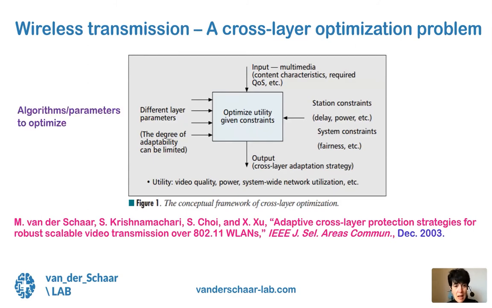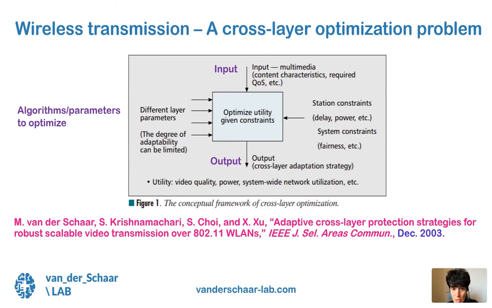So what we need to optimize are a variety of algorithms and parameters at the different layers of the protocol stack. And of course, the degree of adaptability is limited by the specific protocol adopted at that particular layer. What we have as an input is the multimedia characteristics, or if you use another application, the application layer characteristics and requirements, as well as the wireless communication characteristics. What we need then to output is the optimal cross-layer strategy, which selects at the different layers of the protocol stack the best algorithms and associated hyperparameters.